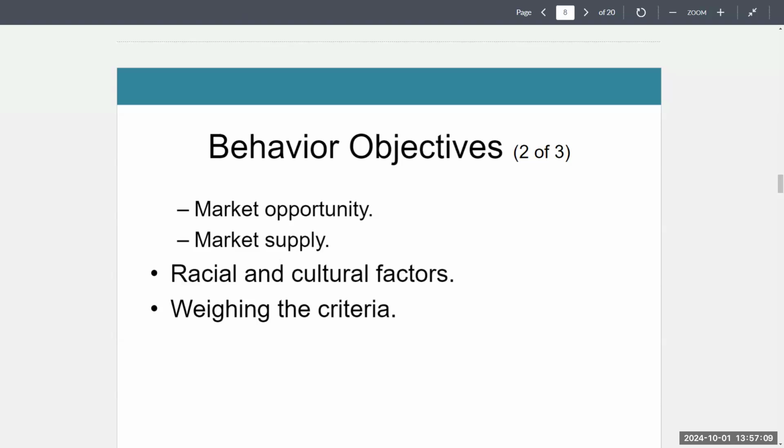Other things that you have to factor in are racial and cultural factors. There is a very high influence of race and culture on behavioral change. Different cultural norms, beliefs, and values impact the accessibility to a certain behavioral change.